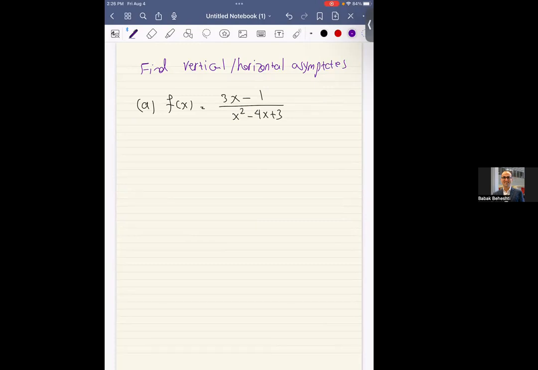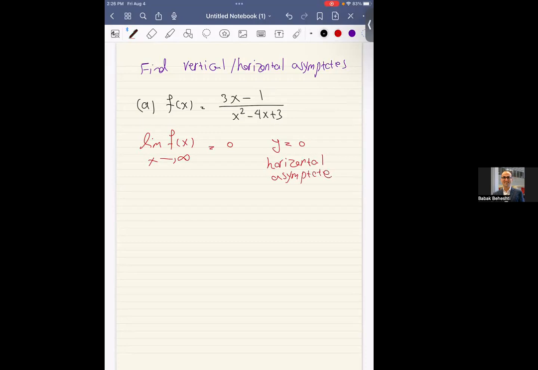So here you see what is the horizontal asymptote? Because the degree of the denominator is bigger than the degree of the numerator, the horizontal asymptote is y equal to 0, or in other words, the limit of f of x as x goes to infinity is just 0. The reason is because the degree of the denominator is bigger than the degree of the numerator. So y equal to 0 is a horizontal asymptote.